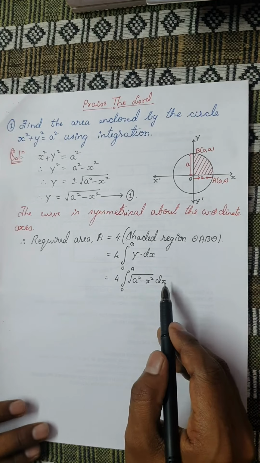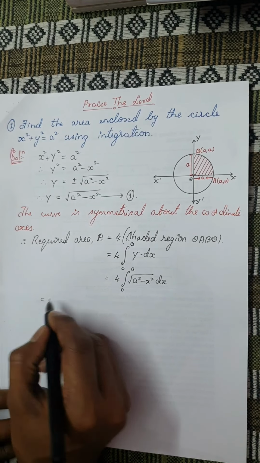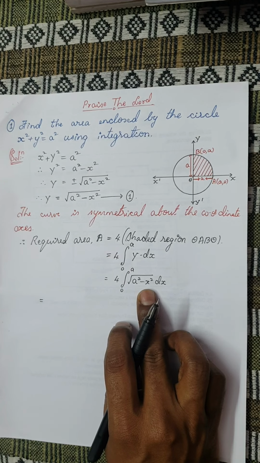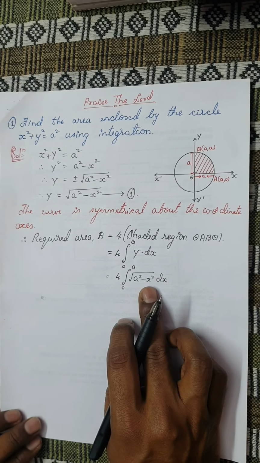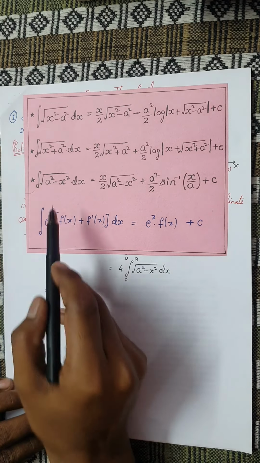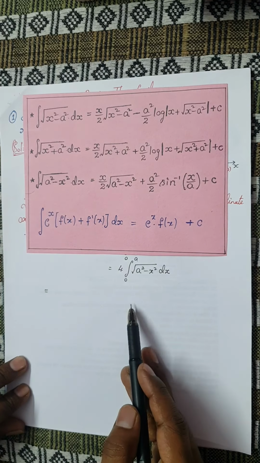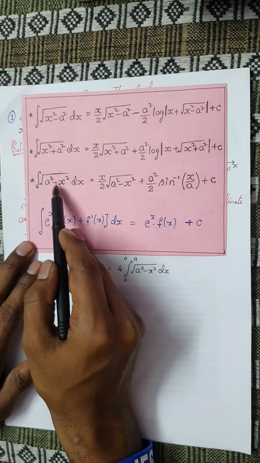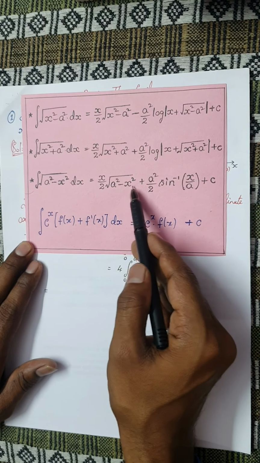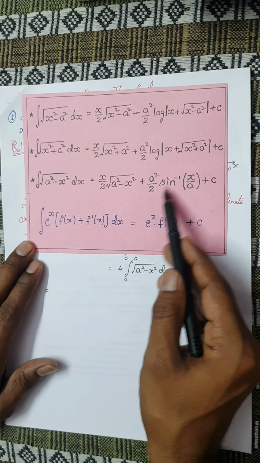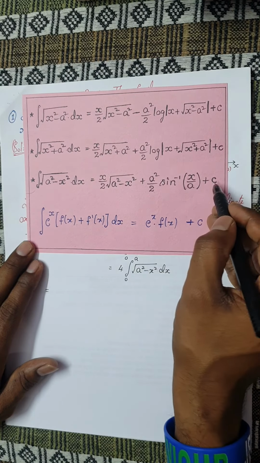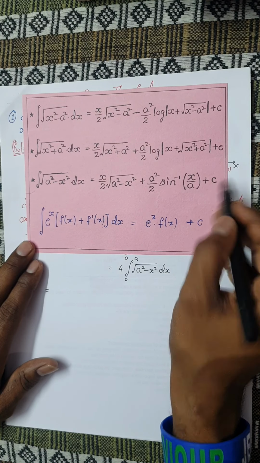Okay, now you can see, dear students, you have a formula for the integral of root of a square minus x square, which we have seen in the chapter called integration. So you have to remember this formula if you have to solve this question. Integral of root of a square minus x square dx is x by 2 into root of a square minus x square plus a square by 2 into sine inverse x by a. Now, because you are considering the definite limits, you need not consider plus c.